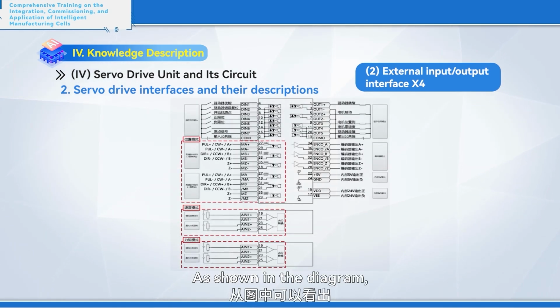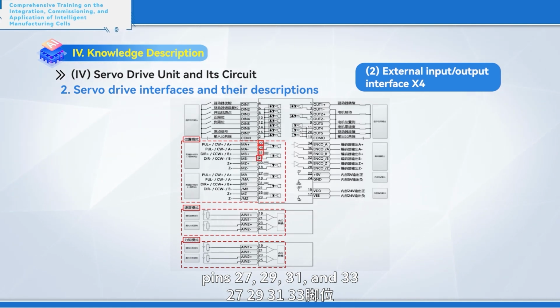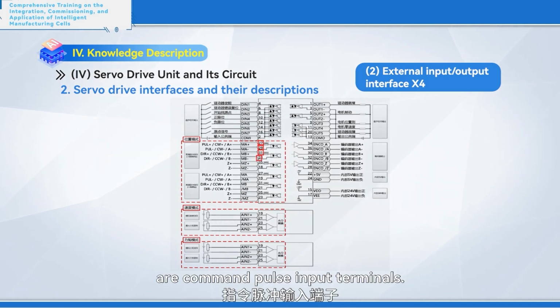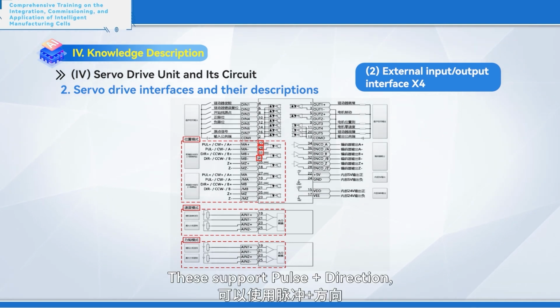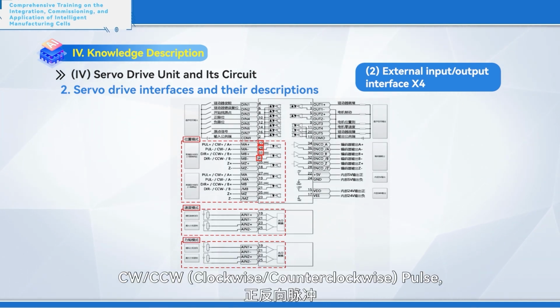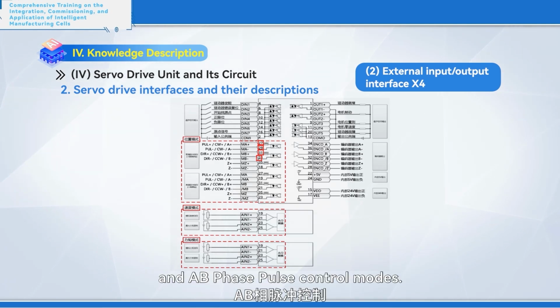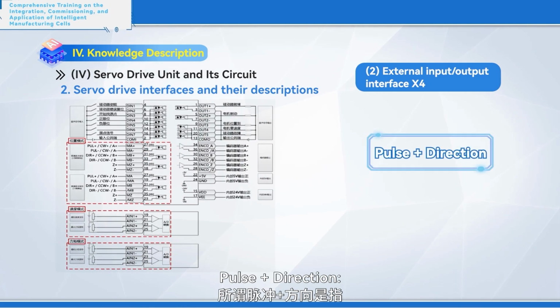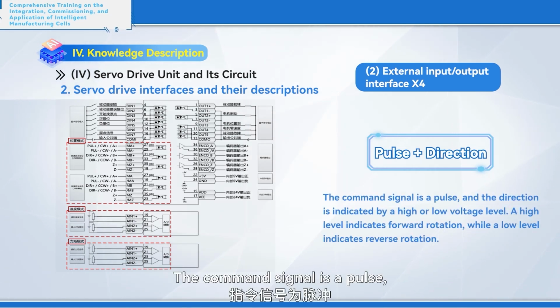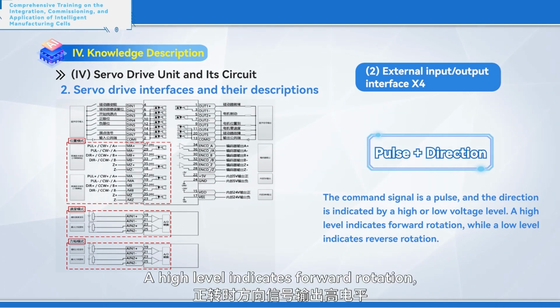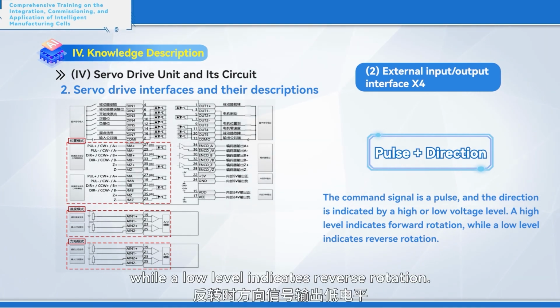As shown in the diagram, pins 27, 29, 31, and 33 are command pulse input terminals. These support pulse plus direction, CW or CCW (clockwise or counterclockwise) pulse, and AB phase pulse control modes. Pulse plus direction: the command signal is a pulse, and the direction is indicated by a high or a low voltage level. A high level indicates forward rotation, while a low level indicates reverse rotation.